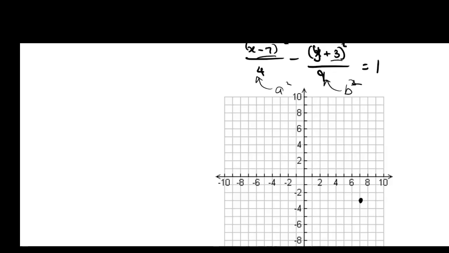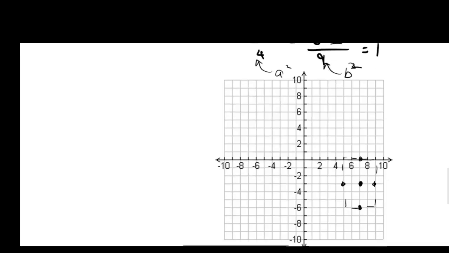So a will be plus or minus 2. And since it's on the x-axis, we will do it this way. Now we're going to do the same with b, which will be plus or minus 3. And now we're just going to make a little box, like dotted lines. Now we have this box, we have a basic outline.